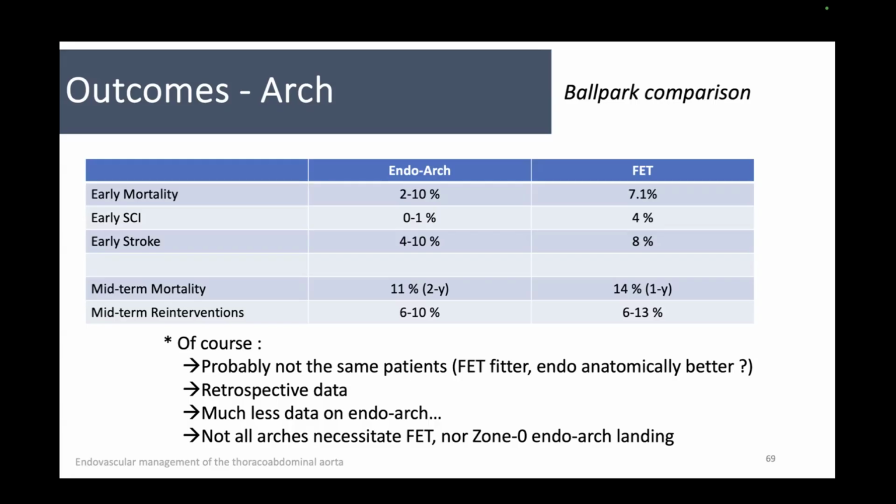Endo, of course, may have some anatomically better candidates, but frozen elephant trunk may also have fitter candidates, so it's difficult to compare very accurately. But this gives you a ballpark idea of the performance of endo arch in this specific scenario. It's also retrospective data, so we don't know much, and there's the bias of the people that are publishing. There's much less data on endo arch than on frozen elephant trunk, and not all arches need frozen elephant trunk, nor do they need zone 0 landing. So it really depends on the patient that you have in front of you, and every patient has to be selected accordingly.